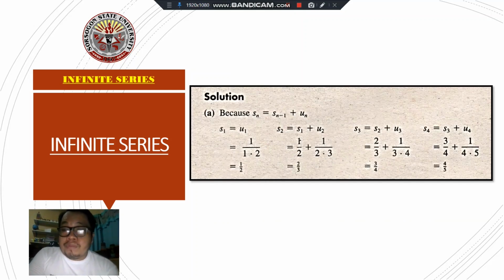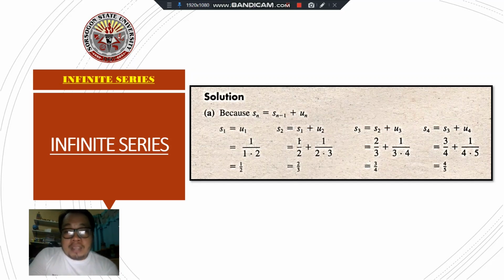Now let's have the solution for letter A. Based on what we have formulated, S sub n is equal to S sub n minus 1 plus U sub n. So to find the first 4 elements of such sequence, we have S sub 1 that is equal to U sub 1. So the sum of the first term is equal to the first term itself. So that is equal to 1 over 1 times 2, or that is equal to 1/2.